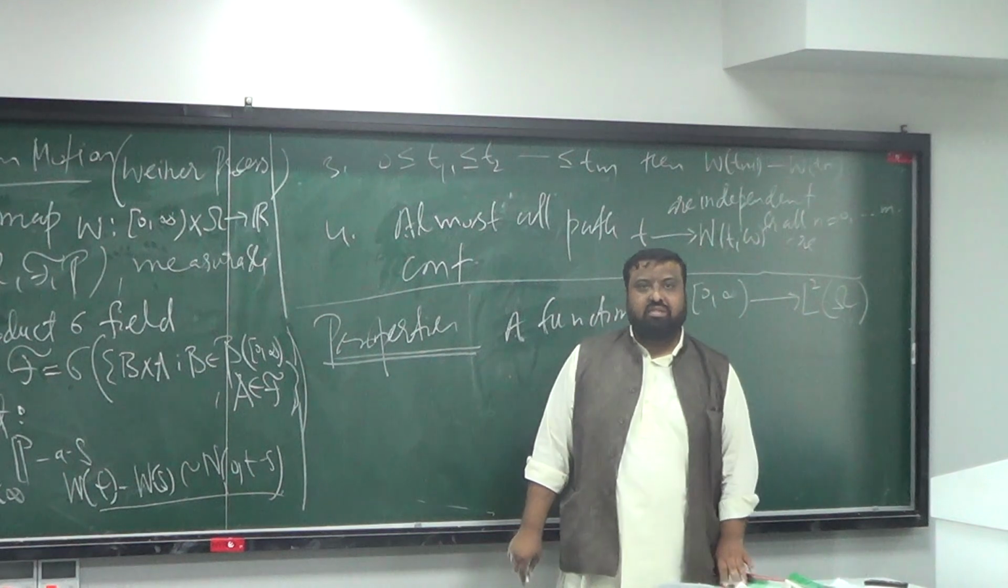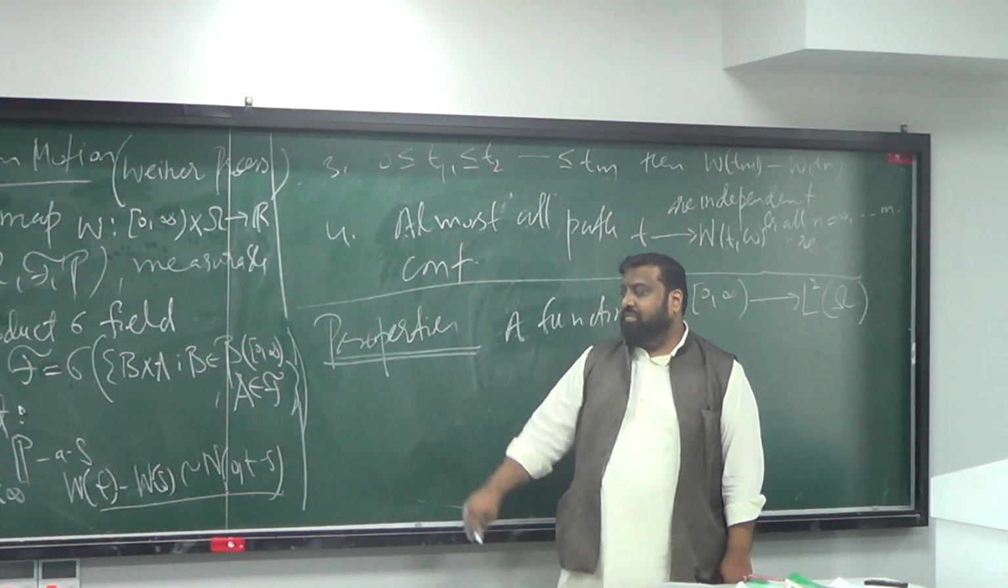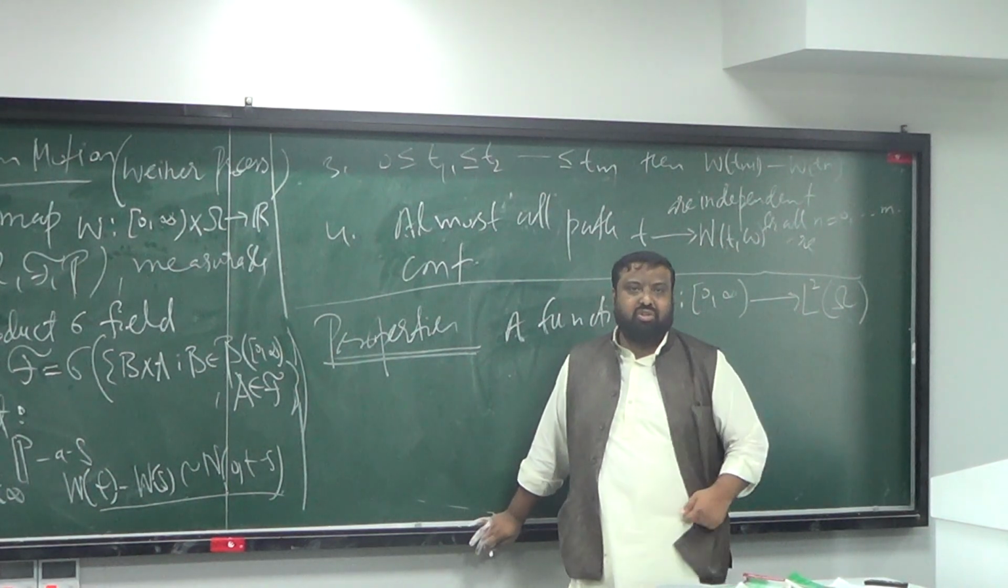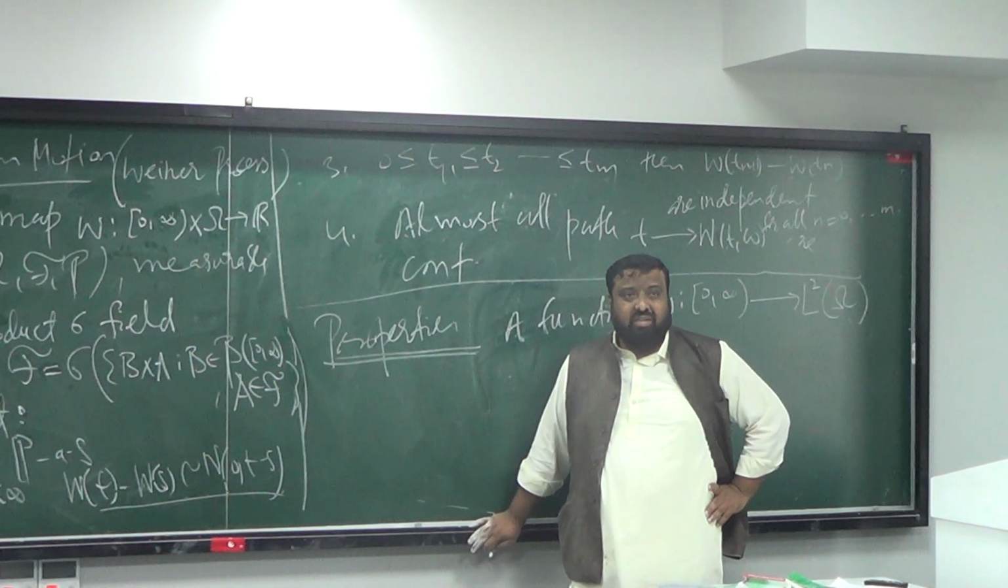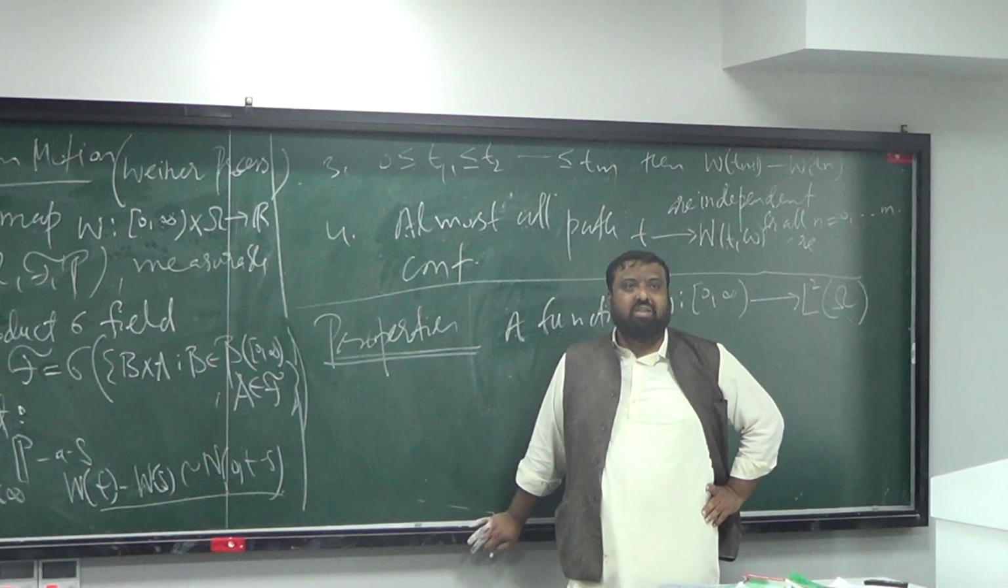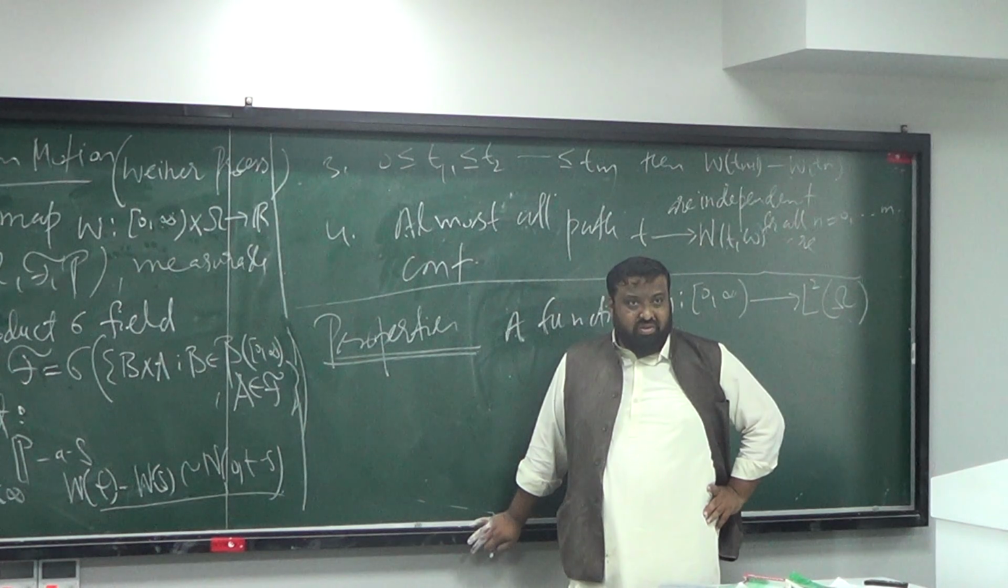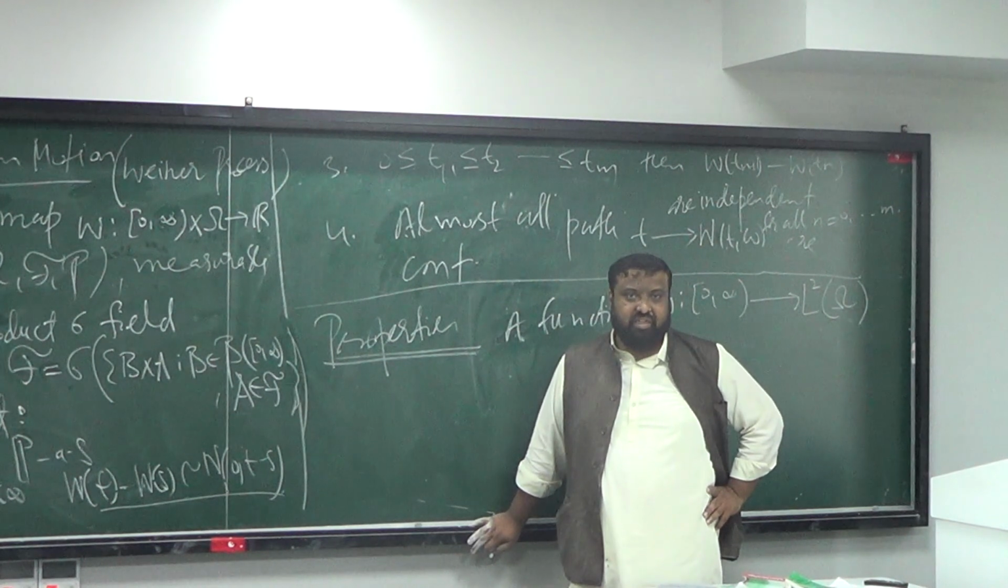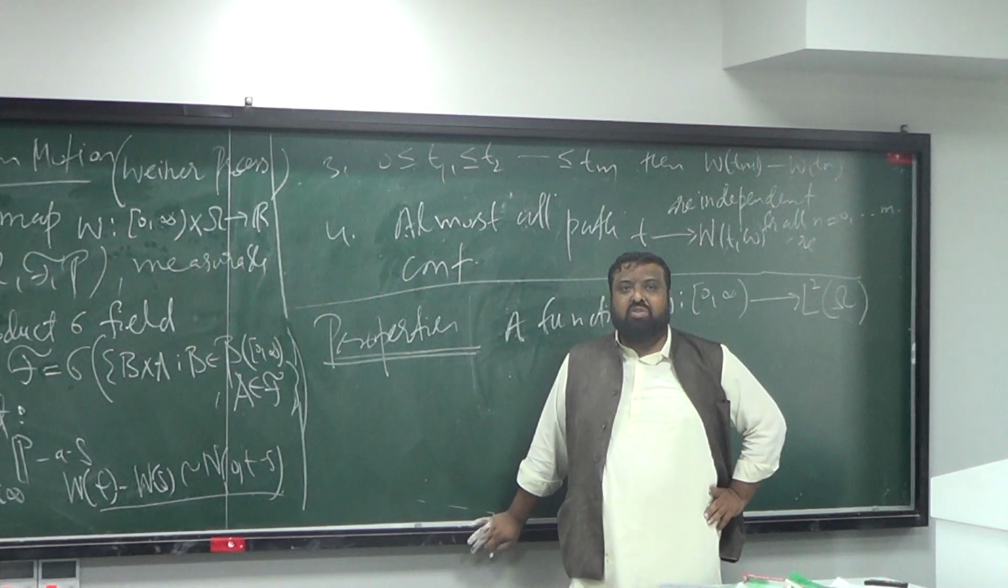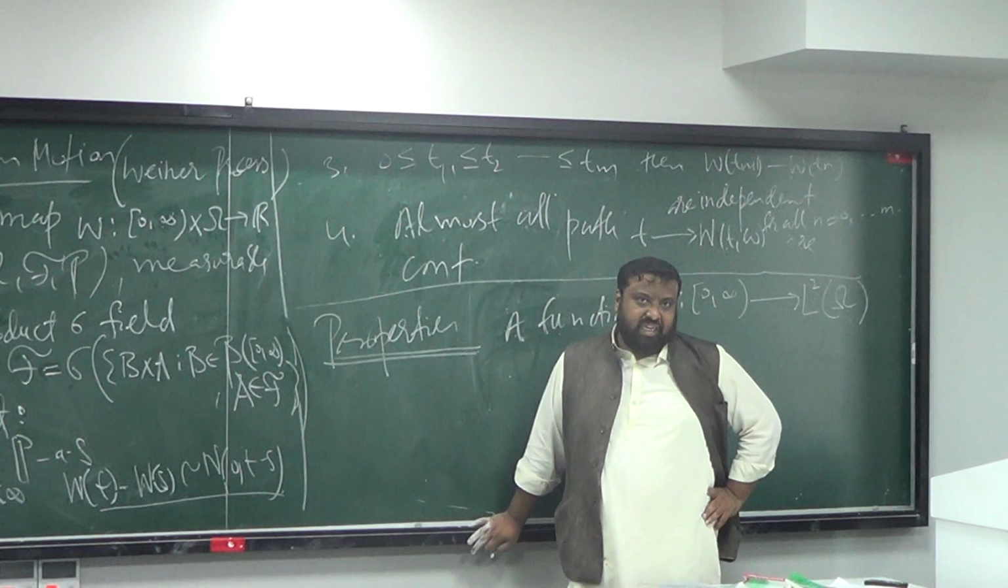It's here. So substitute s equal to 0 here. What is the distribution of W_t? It's normally distributed with mean 0 and variance t. Now what would be the variance of a random variable that has mean 0?